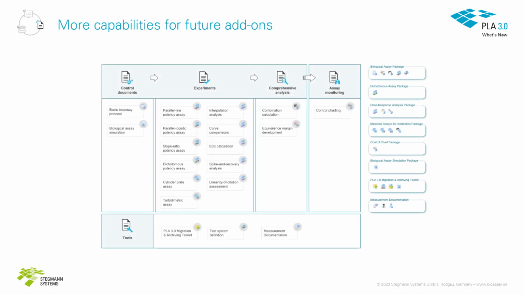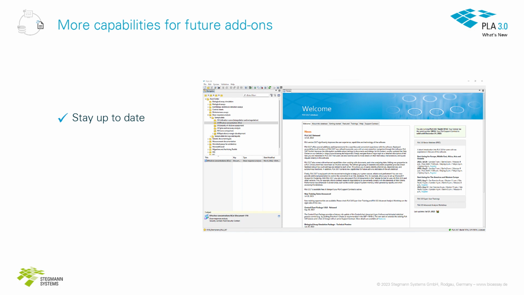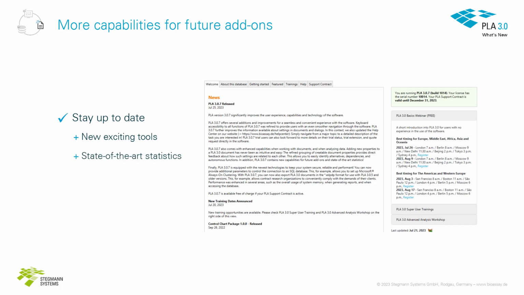PLA 3.0.7 add-ons cover a multitude of statistical methods and tools, which go beyond the everyday analysis of biological assays. Version 3.0.7 increases the capabilities even further. The PLA dashboard informs you when new exciting tools with state-of-the-art statistics become available.